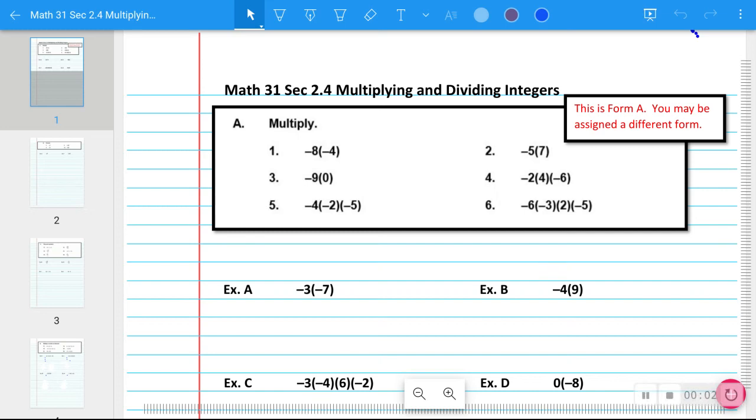Okay, welcome to Math 31, Section 2.4, Multiplying and Dividing Integers. Multiplying and dividing of positives and negatives is actually quite easy, and the reason it's simple is that there are rules that are ironclad here. In other words, there are no exceptions. And the rules are also simple.